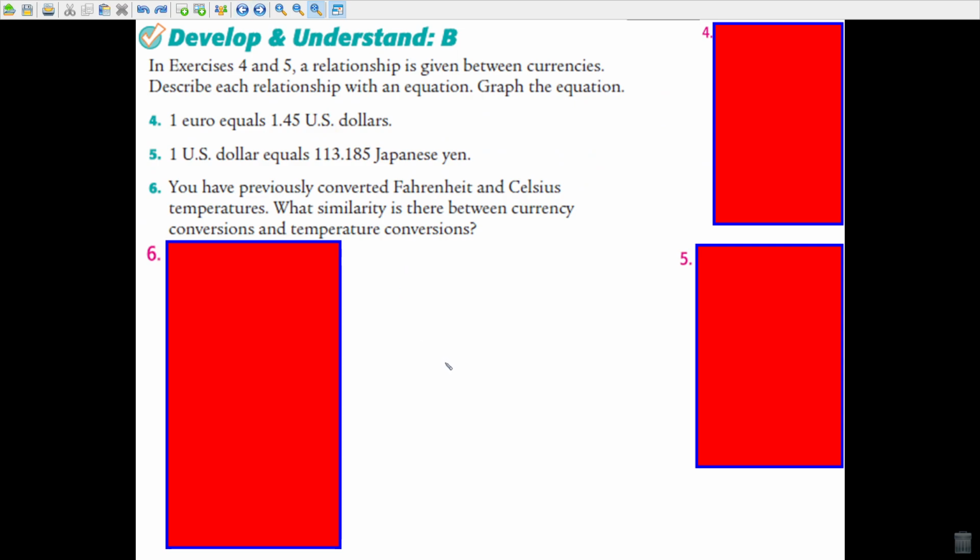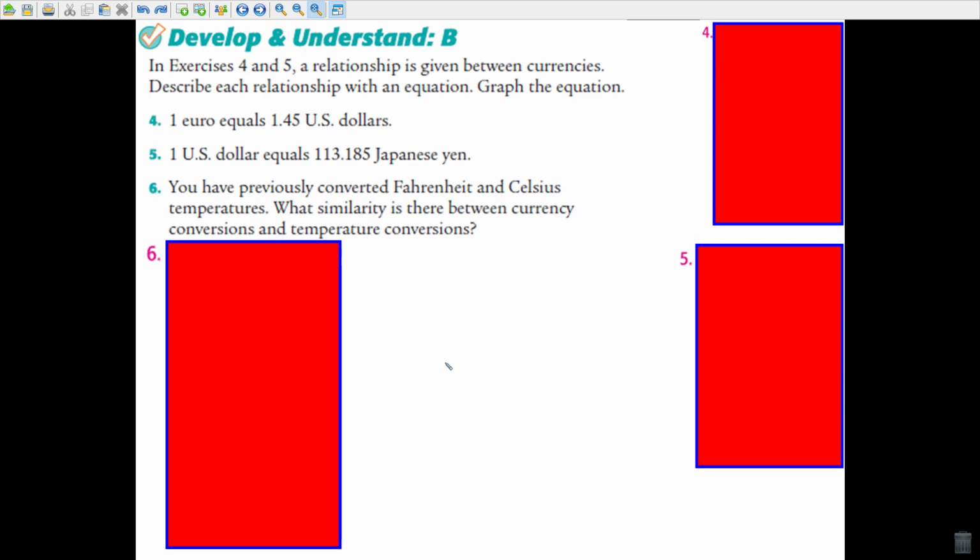Develop and understand B. In exercises 4 and 5, a relationship is given between currencies. Describe each relationship with an equation. Graph the equation. 4. 1 euro equals $1.45. 5. 1 US dollar equals 113.185 Japanese yen.